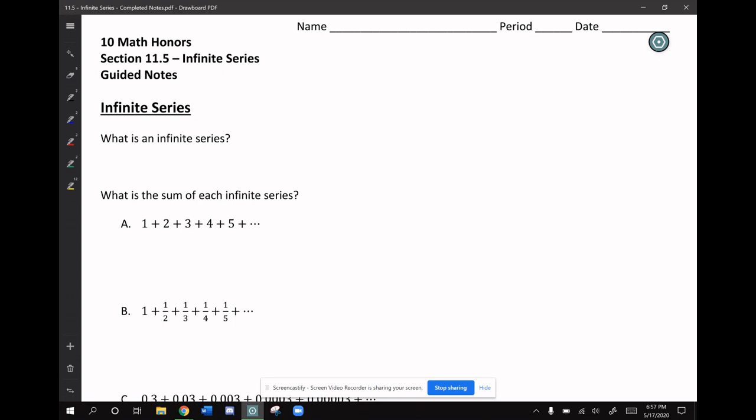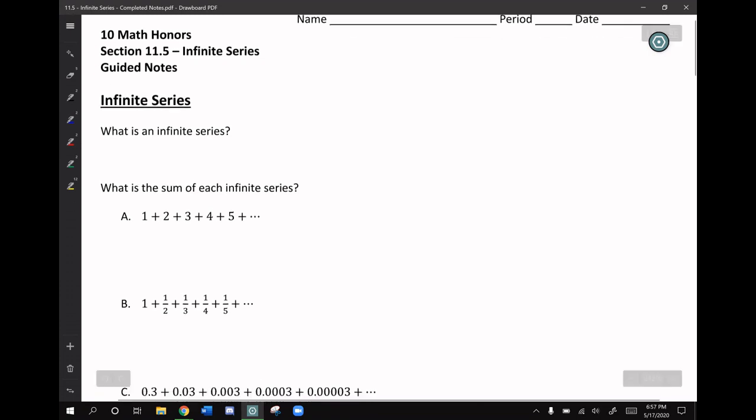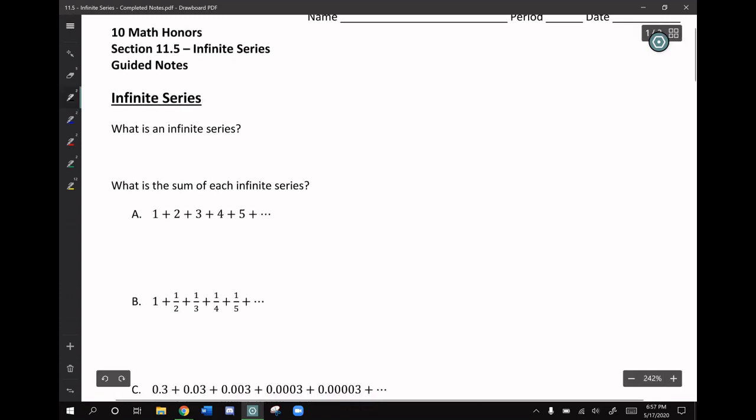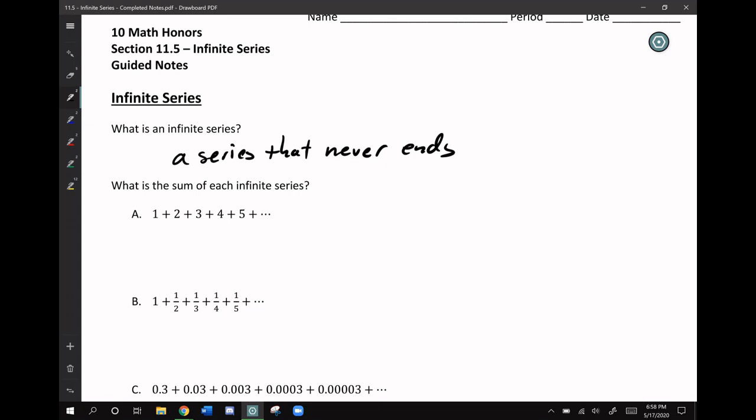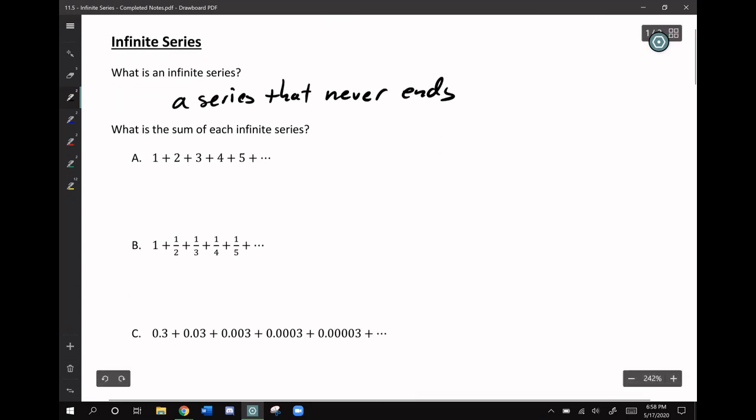Okay, so first thing we got to talk about is what is an infinite series. An infinite series is a series that never ends. The important thing to know about these is sometimes there's a sum, sometimes there's not a sum. It's kind of hard to tell. So we're going to go through and look at 6 different series and see if there's a sum or not.